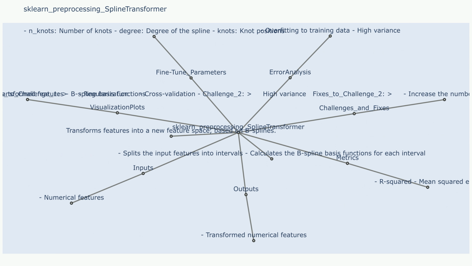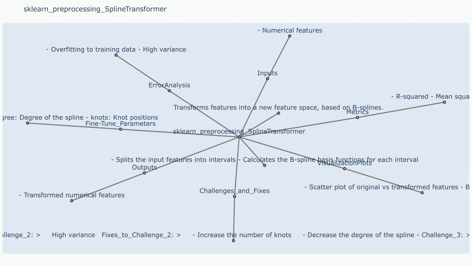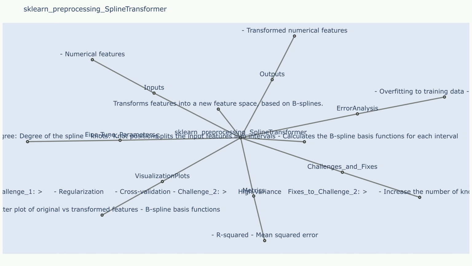Metrics. Metric 1: R², a common metric used to evaluate the goodness of fit of the model after a spline transformation. Higher R² values indicate a better fit of the model to the data. Metric 2: mean squared error (MSE) measures the average squared difference between the predicted and actual values. Lower MSE values indicate better model performance.